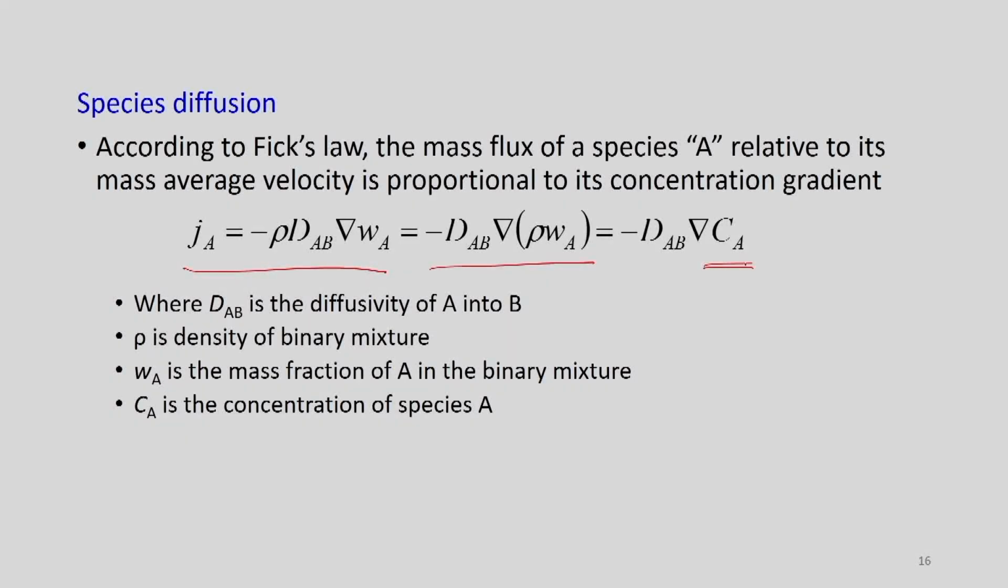So, minus dAB del cA, where dAB is the diffusivity of A into B, rho is the density of the mixture. It is not the density of individual A or individual B, it is the density of the mixture. W is the mass fraction of A in the binary mixture, and C is the concentration of species A. So, this is about species diffusion, that is the molecular mechanism in the mass transfer part. Heat conduction is the molecular mechanism in the heat transfer part.